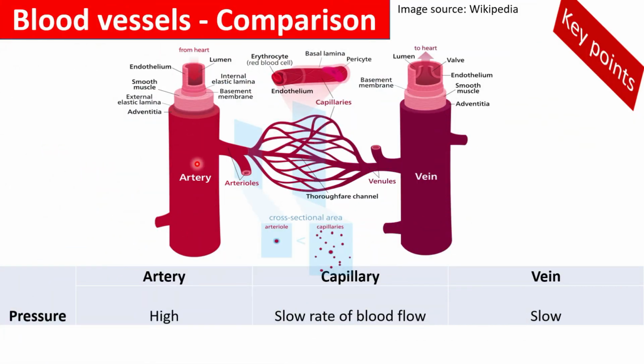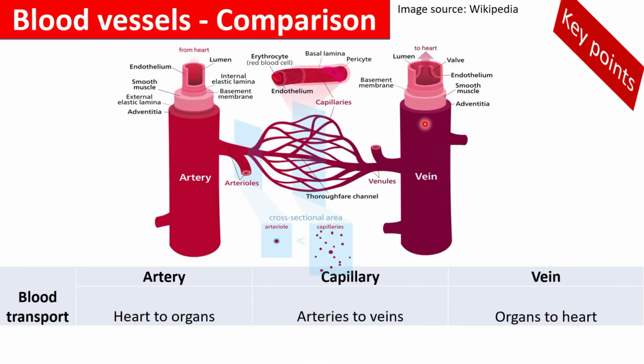The pressure inside the artery is high. The reason is blood is pumped inside the artery by the heart directly. So, the pressure is higher, and when the blood enters inside arterioles, the blood pressure will get reduced. Once again, when the blood enters inside the veins, again the pressure will be low.